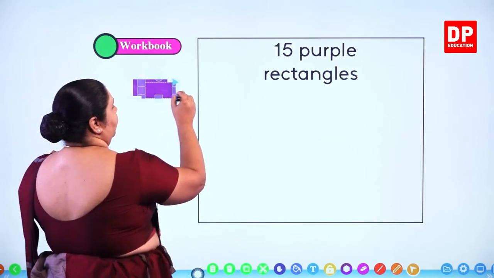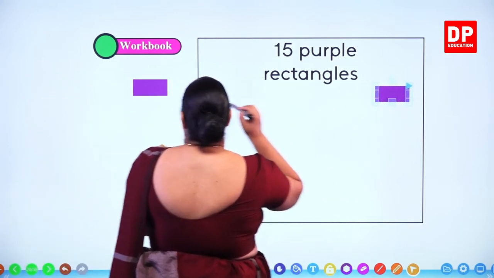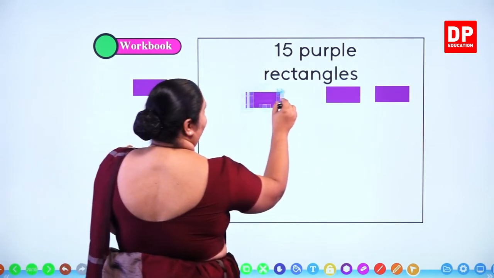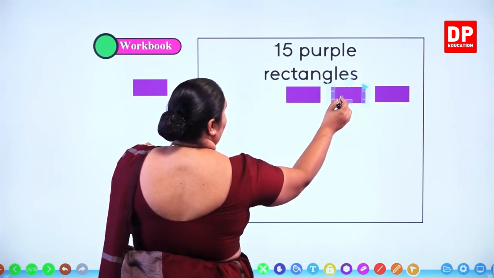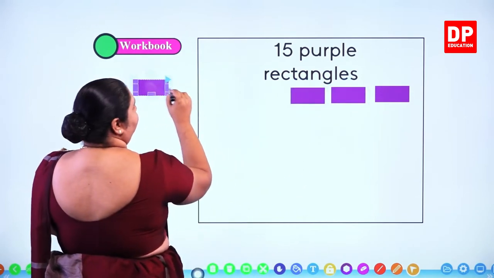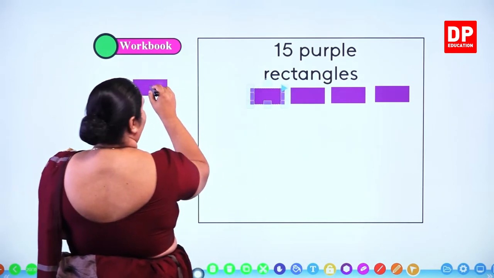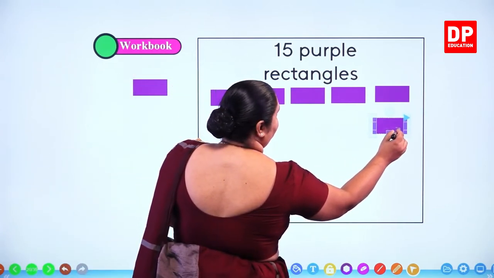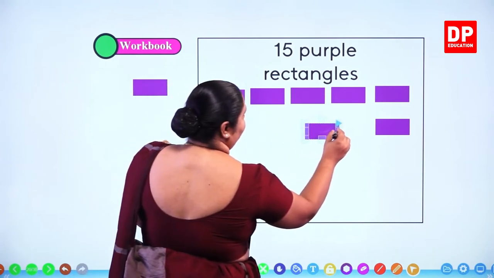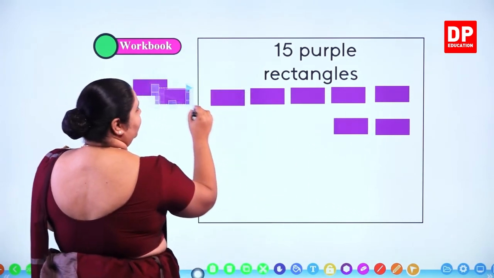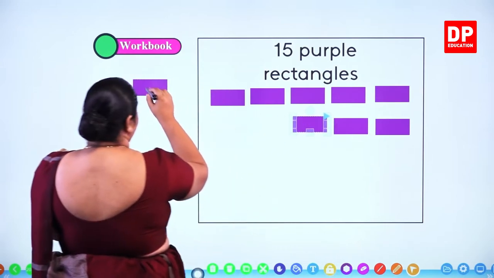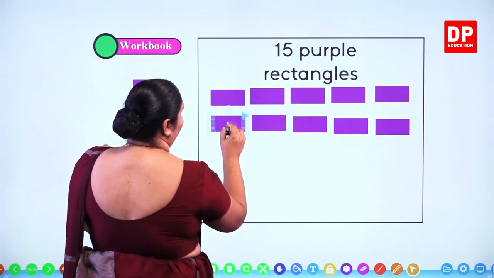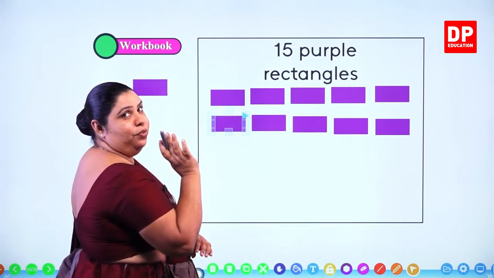Okay, let's start. 1, 2, 3, 4, count a little louder. 3. Okay, 3. 4, 5, 6, 7, 8, 9, 10. We have counted 10. How many do we have to draw?